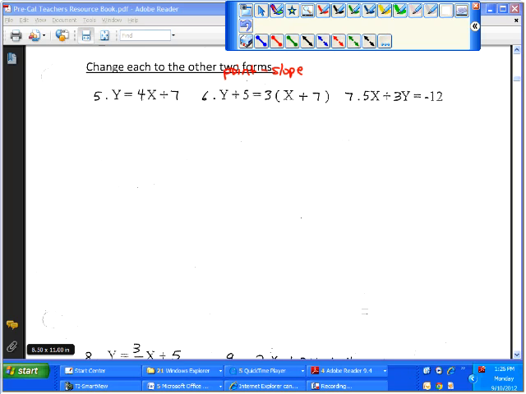How do you go from point slope to slope intercept? Distribute and then undo, correct? So we're going to have y plus 5 equal 3 times x is 3x. 3 times 7 is 21. Distribute, that got rid of the parentheses. And then we're going to undo minus 5. We get y equal 3x plus 16. And that's it in slope-intercept form.